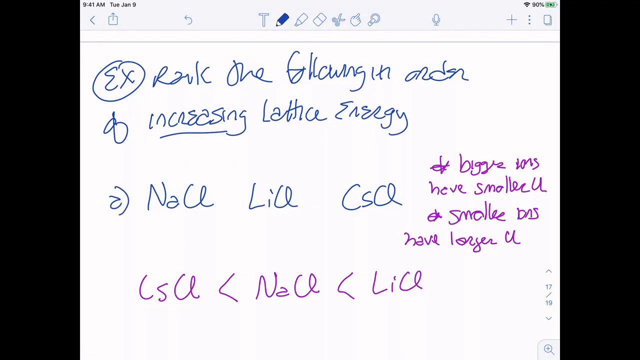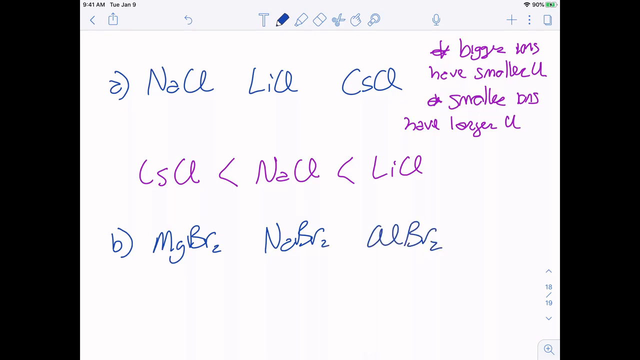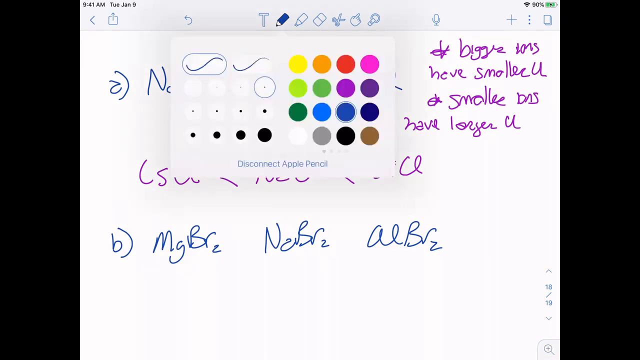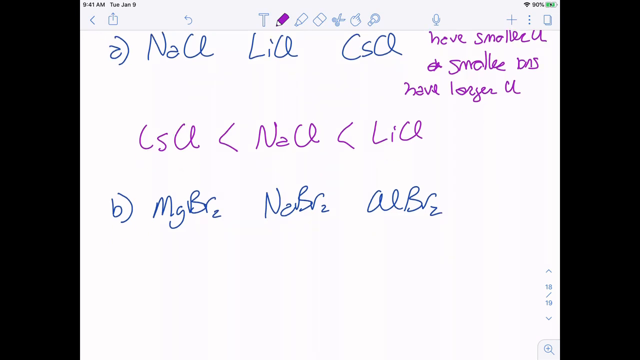Let's do another one. So that was part A. Part B, magnesium bromide, sodium bromide, and aluminum bromide. So I'm going to do the same thing. I'm going to look to see what the difference is between them. I'm using bromide for all of them. I don't have to use the same anion for all of them. The examples I picked just happen to work out that way. But generally, the first thing you want to do is determine, are you basing it on size or basing it on charge? Since my bromide is the same in all of them, I'm just going to ignore that.